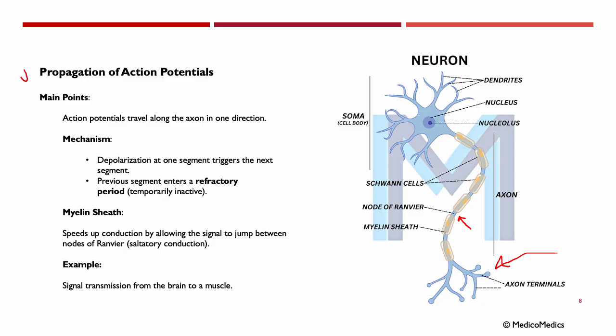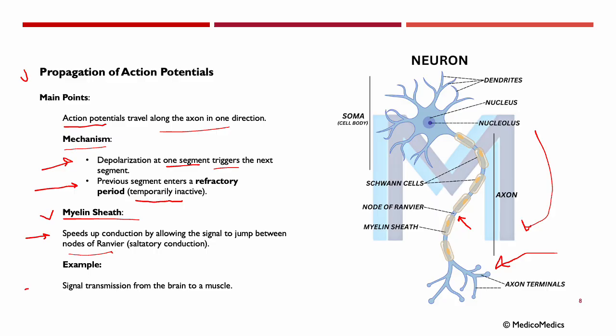So propagation works like this. Essentially, the action potential is traveling along the axon in one direction. The mechanism here is depolarization at one segment triggers the next segment, so it's like dominoes. Previous segments then enter into a refractory period, so they become temporarily inactive. We mentioned an important structure, the myelin sheath. These speed up conduction by allowing the signal to jump between the nodes of Ranvier. So, for example, a single transmission from the brain to a muscle.